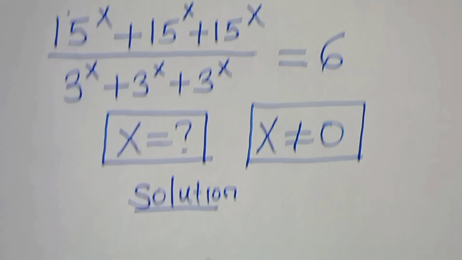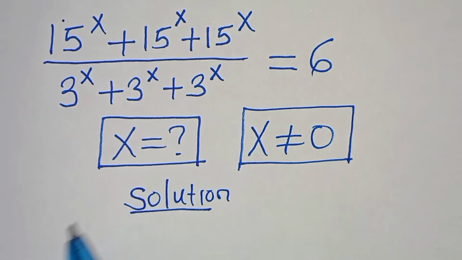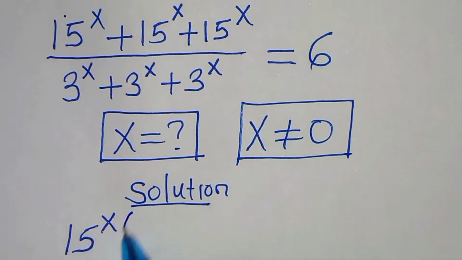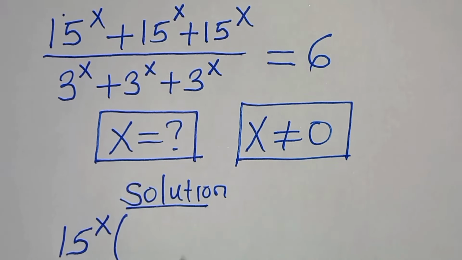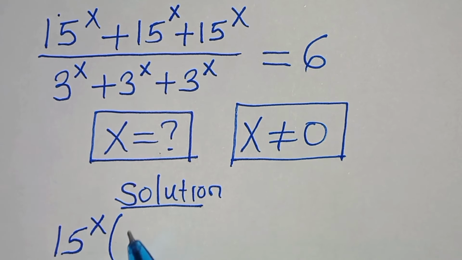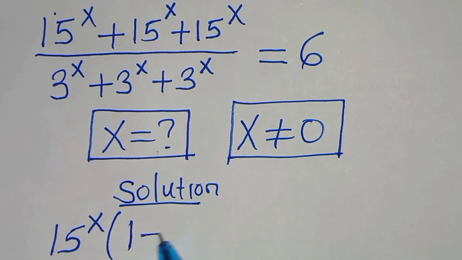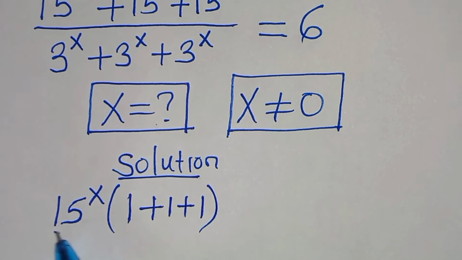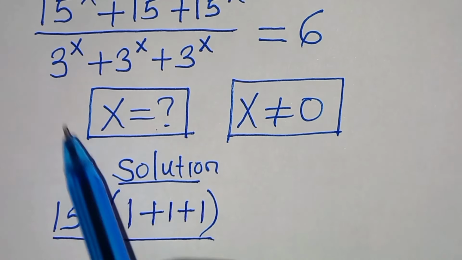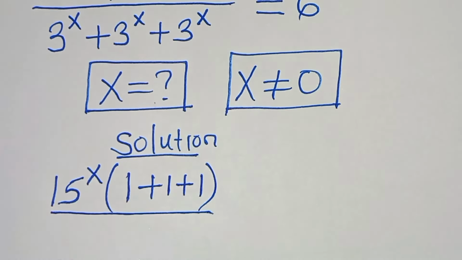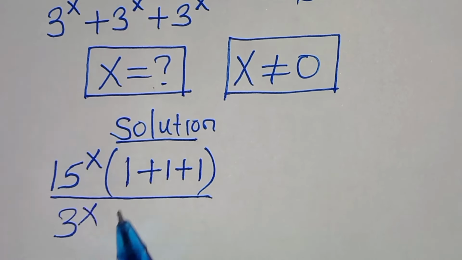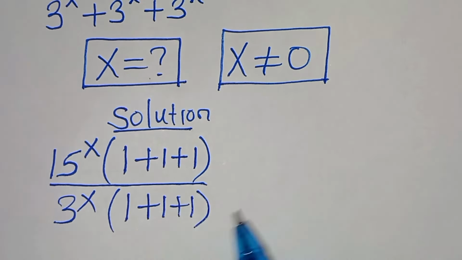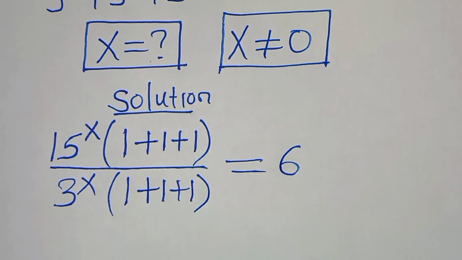Now, you find that in the numerator here, 15 to the power of x is common, so we can factor out 15 to the power of x into the parentheses. We have 15 to the power of x divided by 15 to the power of x, so this is 1, then plus 1, then plus 1, close the parentheses. This is divided by 3 to the power of x, which is common here, so we factor out 3 to the power of x. Here we have 1 plus 1 plus 1. This is equal to 6.